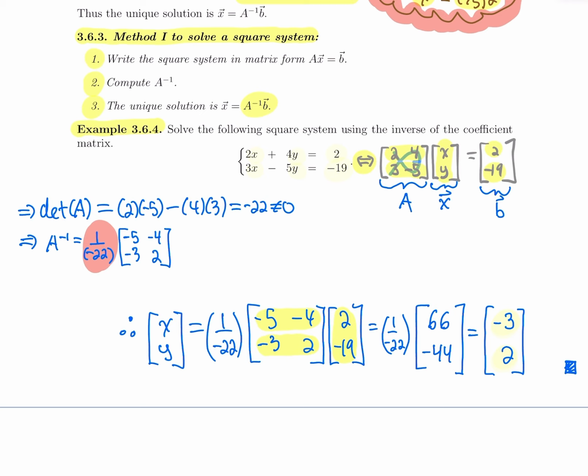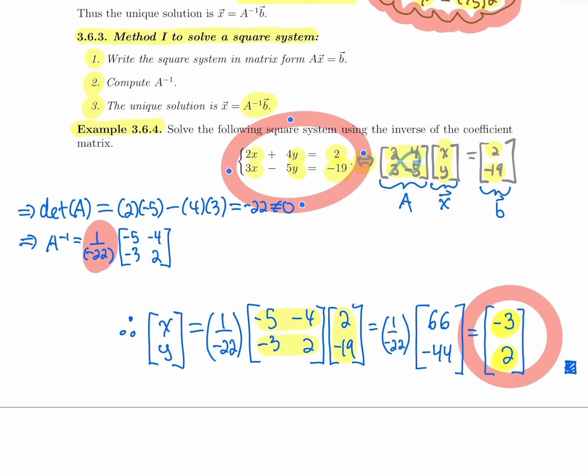And of course, you can check that this unique solution is the right one by plugging it into the system. So if you take minus 3 times 2 plus 2 times 4, you can double check that this gives you a nice clean 2. And then minus 3 times 3 plus 2 times minus 5 will give you a nice minus 19. So we know that this minus 3, 2 is the unique pair, the unique solution for this square system.